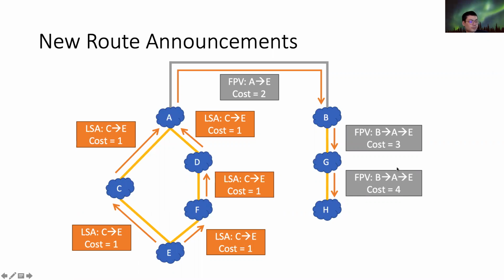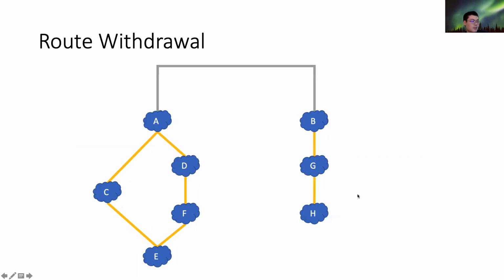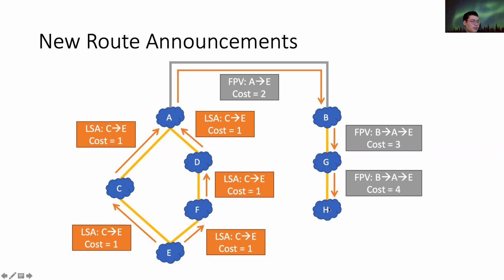The cost should be incremented because now internally you have another AS, F. And similarly, if you reach here, the cost becomes 4 because you have another GH. Any questions here?